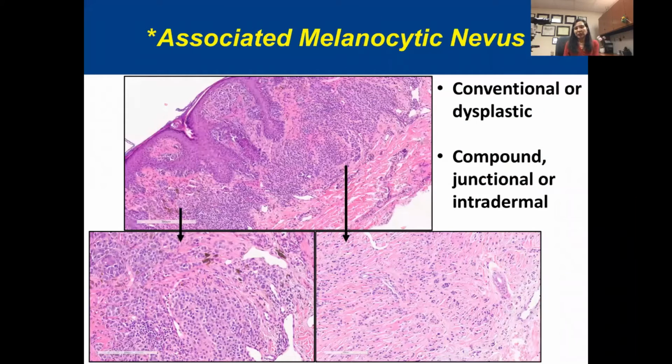And then associated nevus cells, that's another thing that we report. If we see nevus cells, as you see here, we're trying to see what kind of nevus. Is it a regular conventional nevus or a dysplastic nevus? As well as what type of nevus, compound, junctional, or intradermal type.